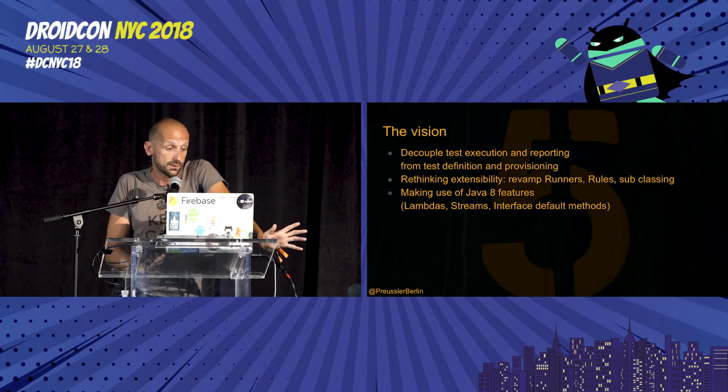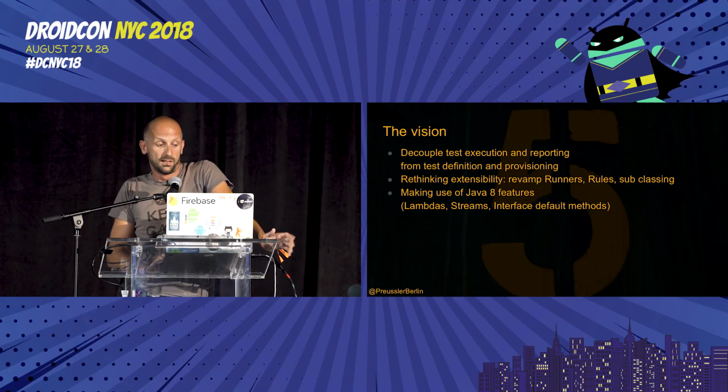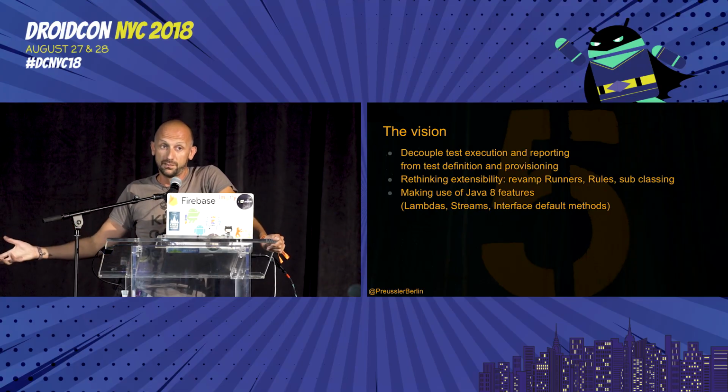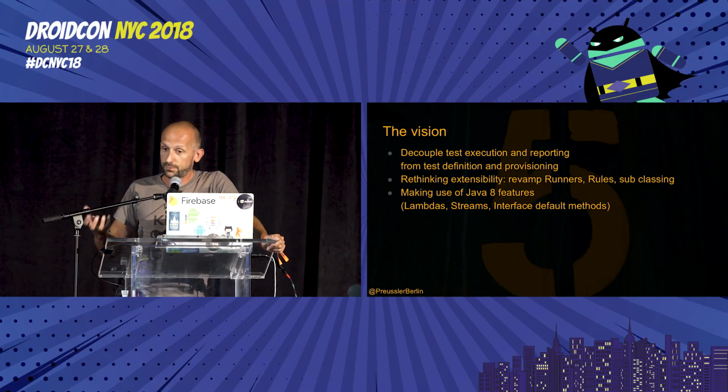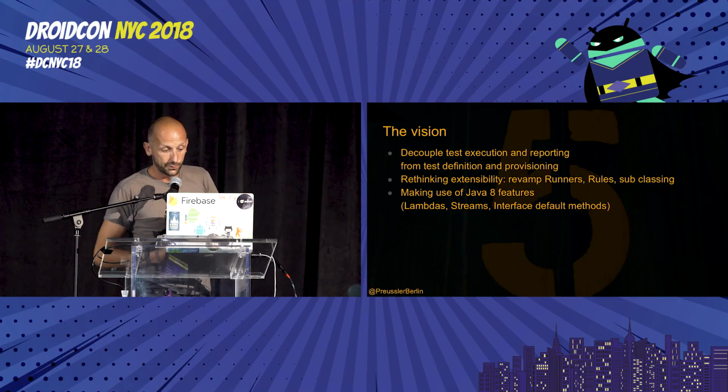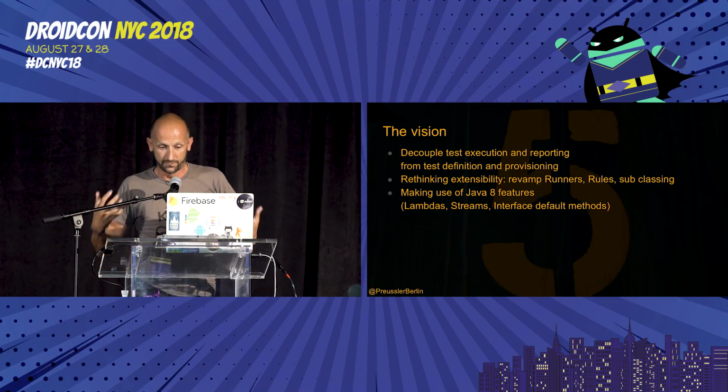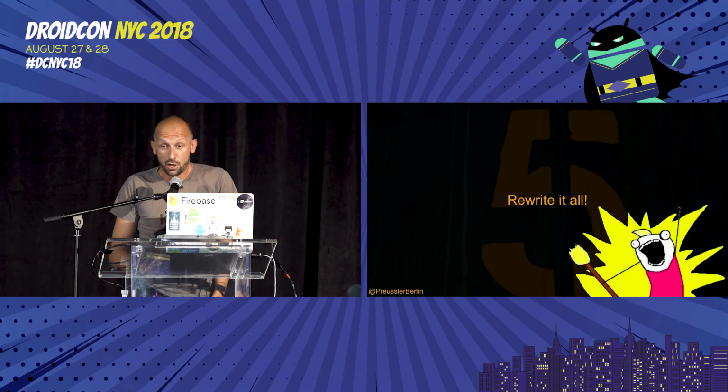So the vision that those guys had was, let's decouple the execution and the reporting from the actual definition of tests. Let's rethink the runners and rules. And let's make Java 8 features and dynamic features available. That meant rewriting it all.